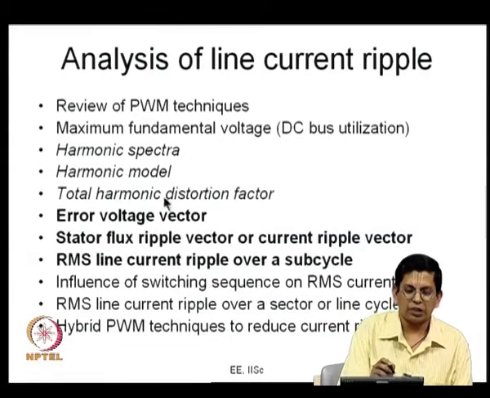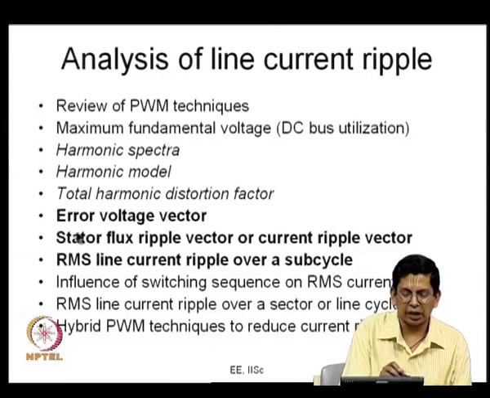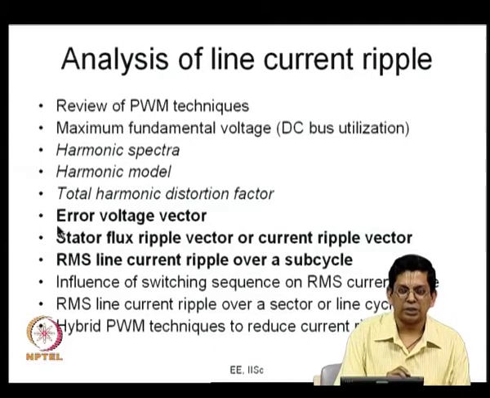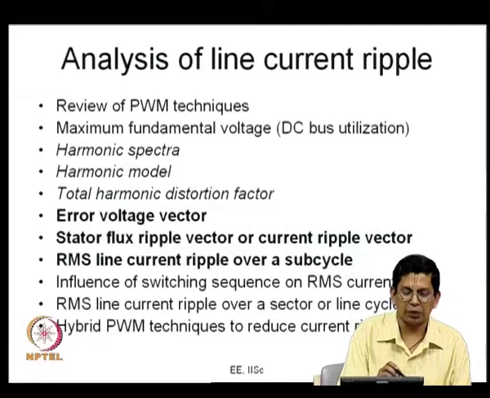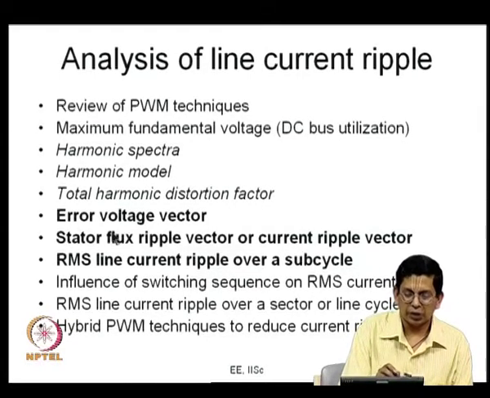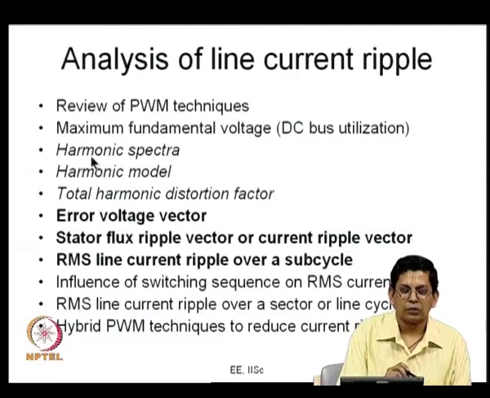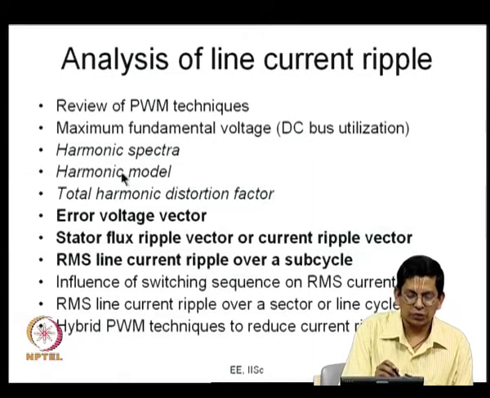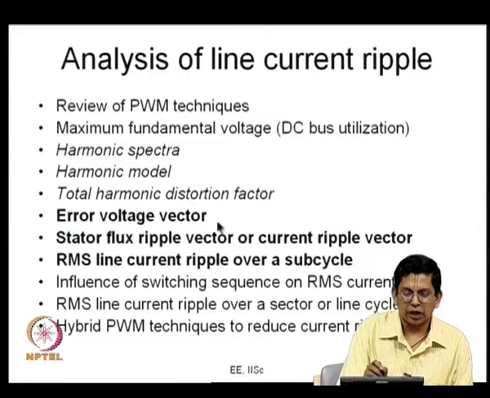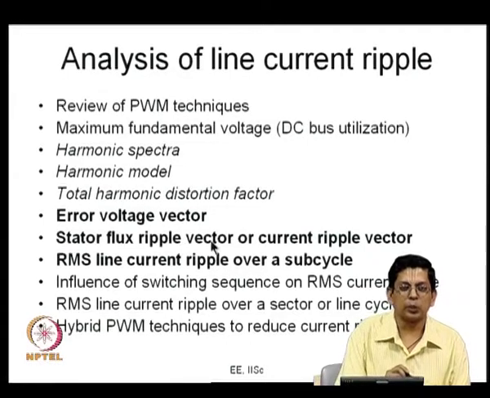After a quick review of these, we would go into the topic of the day, namely the error voltage vector. As I was mentioning in the previous lecture when I was beginning with this, the error voltage vector is nothing but all these harmonics that you have other than the fundamental. These harmonics you can call voltage ripple, and the 3-phase voltage ripple transformed into the space vector domain is the error voltage vector.